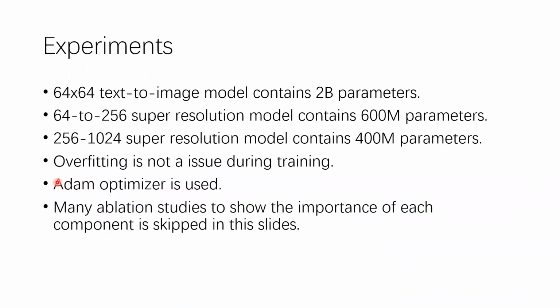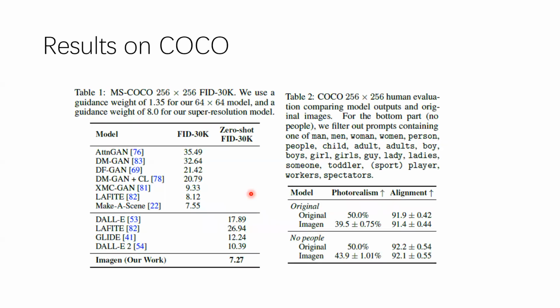So in the experiments, here is how many parameters are contained in this model. This 64 times 64 text-to-image model contains 2 billion parameters. The first super resolution model contains 600 million parameters, and the third one contains 400 million parameters. They find overfitting is not an issue during training, and they use the Adam optimizer. I will only go over the major experiments of this paper. There are many ablation studies to show the importance of each component, which I skipped.